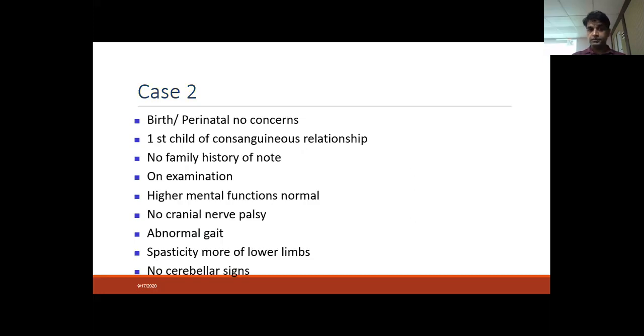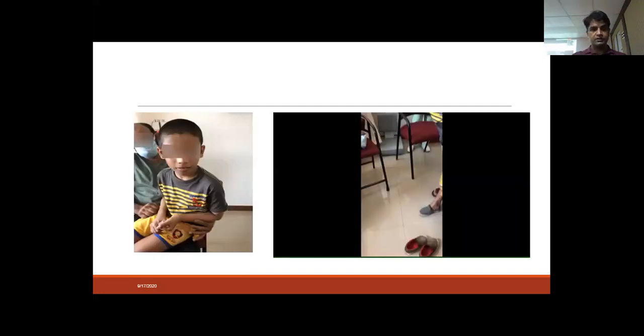Birth, perinatal, no concerns. First child of a consanguineous relationship, no family history of note. On examination, higher mental functions are normal, no cranial palsy. There's abnormal gait, spasticity is there, more of the lower limbs, and no cerebellar signs. And this is that child. In fact, this is the photo of the brother. The brother was unfortunately affected as well.